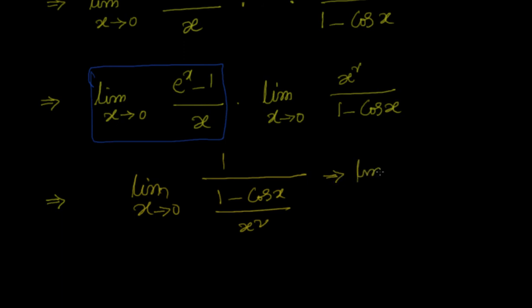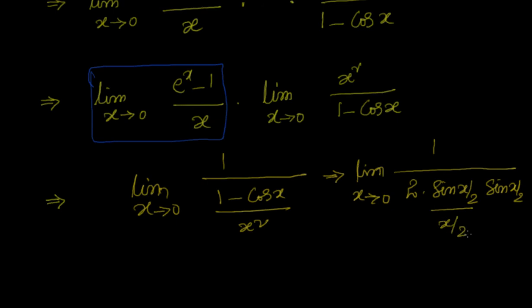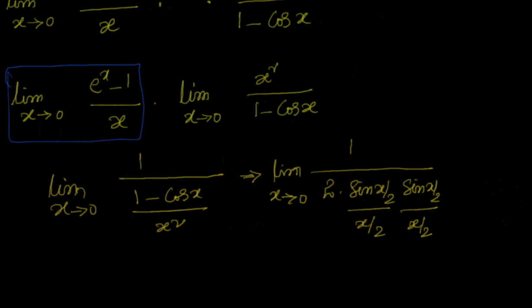We will say limit of x tends to 0, I will have 1 by 1 minus cos x, which is 2 into sin x by 2 into sin x by 2, and I need to have 1 x by 2 here and 1 x by 2 here so that I can make them as 1. But if I do that, I should also multiply with 1 by 2 and 1 by 2 here. So let's simplify that.